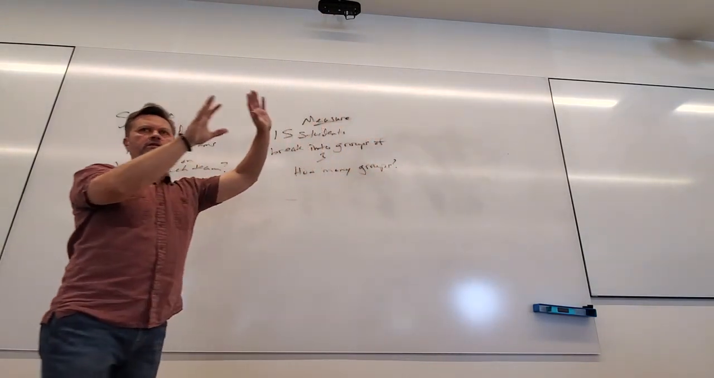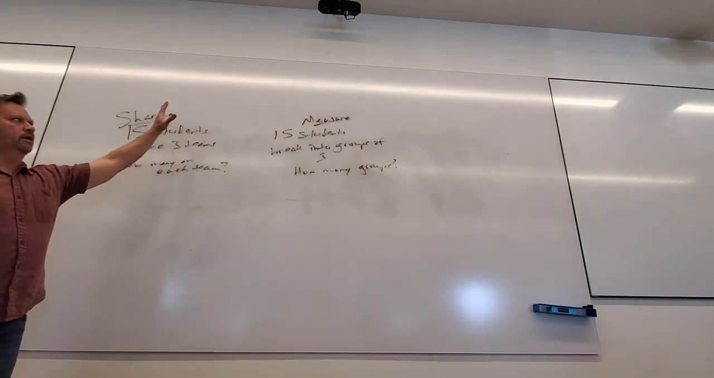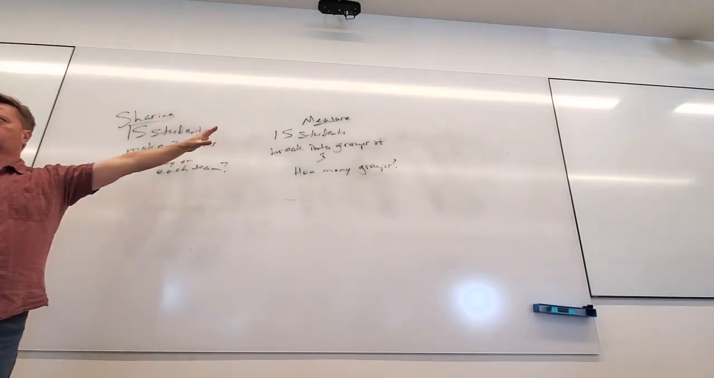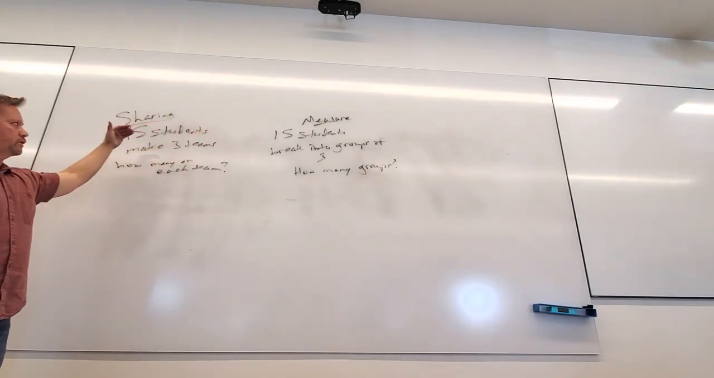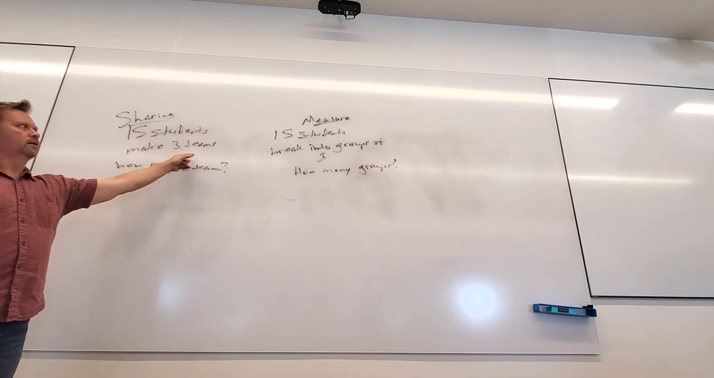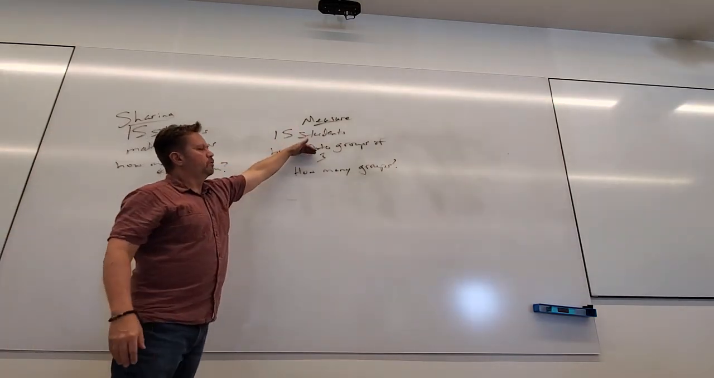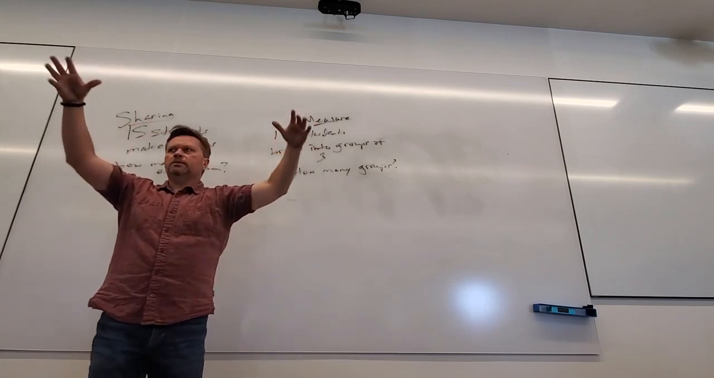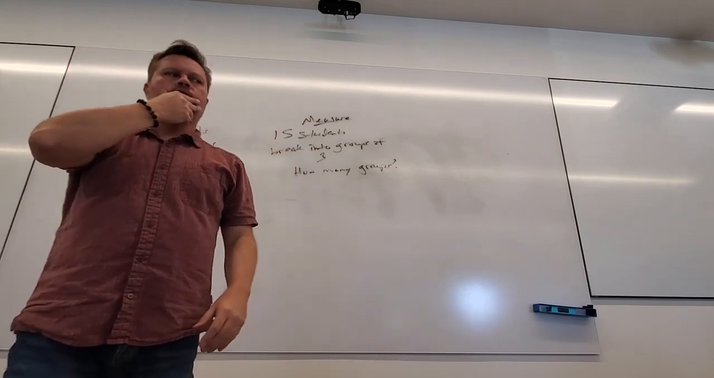Do you guys get the difference between sharing and measuring in terms of division? Basically, sharing, you know how many groups to break something up into. Measuring, you know how big each group needs to be. Okay.